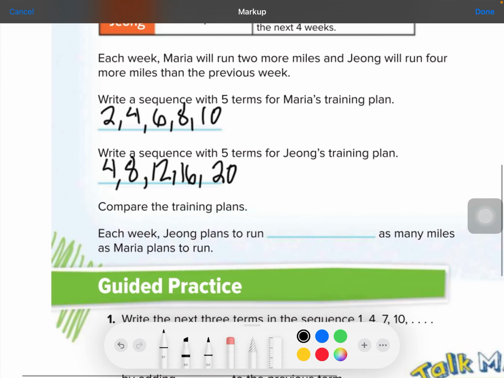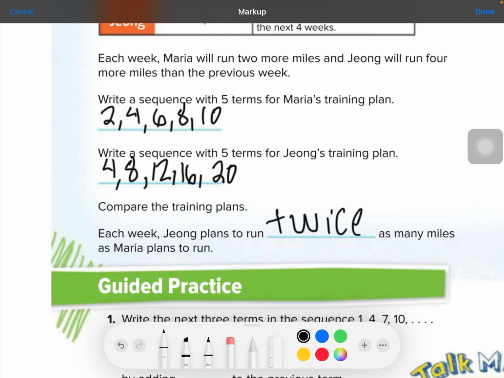Now we need to compare. So each week, Huang plans to run blank as many miles as Maria plans to run. So let's look at them. The ending number, here's Huang, 20. He'll end up running 20 at the end of his training practice, while Maria will only end up running 10. So think about that. What's the difference about that? I would say when you're comparing them, 20 is twice as much as 10. So we can put the word twice as many miles as Maria.